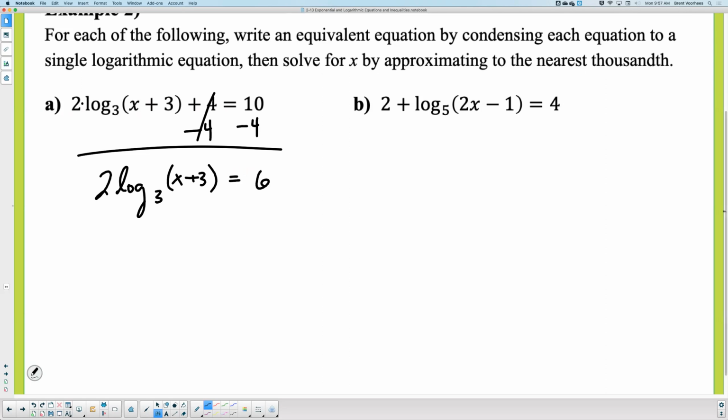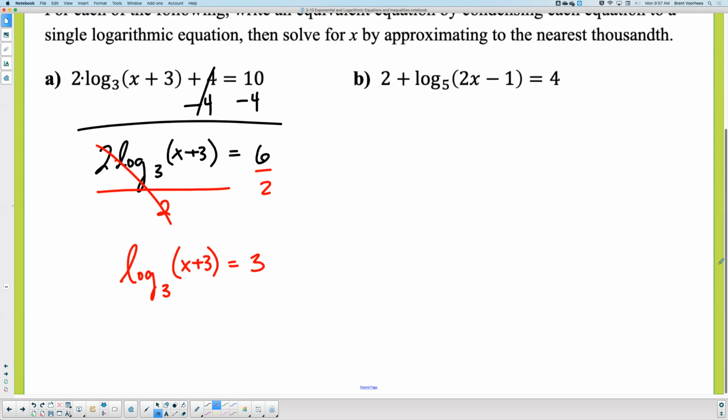Okay, now what? Divide by 2. Divide by 2, because like we said, that 2 is multiplying, so we divide by 2. And so I'm left with log base 3 of (x plus 3) equals 3. Question, is this isolated? No. The log is not isolated? Actually, I would say it is isolated. So how can I solve an isolated log? Convert to exponential. So what's my base? 3. What's my power?